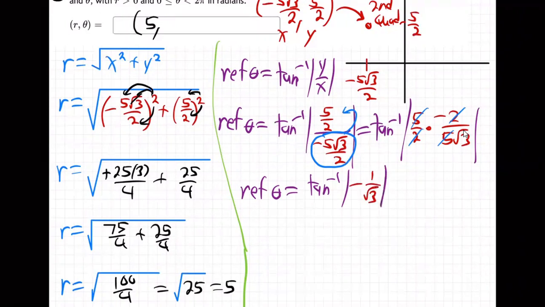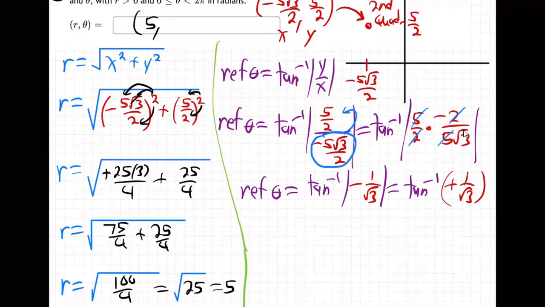Now, right, because the root 3 is left on the bottom. So that's inverse tangent of positive 1 over root 3, right? Because the absolute value makes it positive.